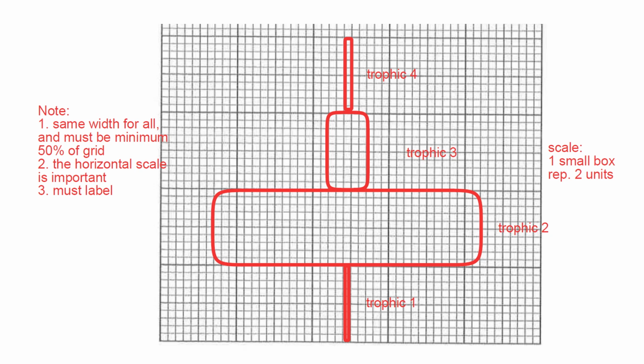For me, I fix my width to 10 small squares. I think it's good enough because you can see that the width is the same for all trophic levels. And this is very important. Take note of my number 1: the width must be the same for all rectangles. It is the length that will change. It is the length that will change.